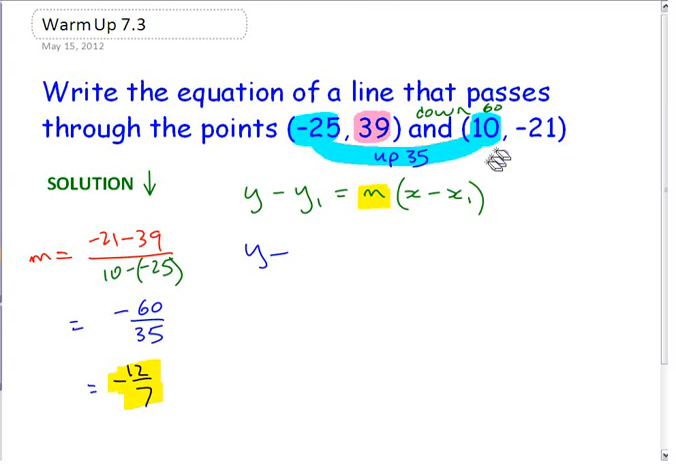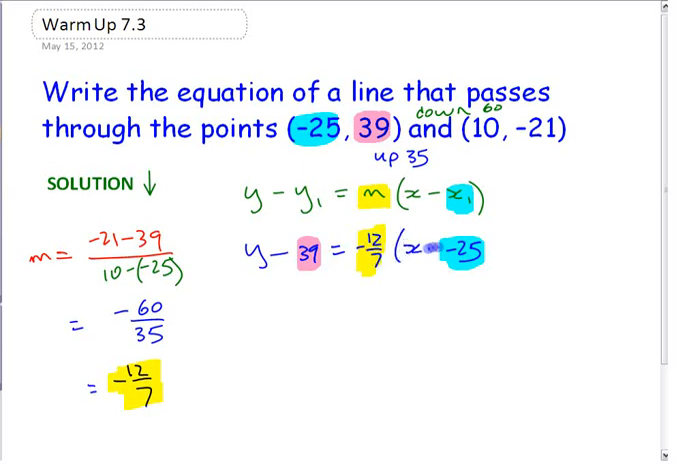If we're going to put those two values in, so if I put in for x1 negative 25, I've got negative 25 here. And I've got the other one, the pink one, for y1, 39. And then you have the slope, negative 12/7, times x minus that. If you're going to write it out in simplest form, y minus 39 equals negative 12/7 times x plus 25, right?